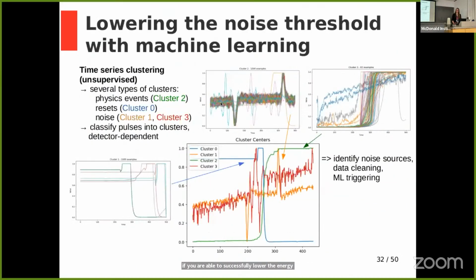What we are trying to do here is to apply machine learning. Unfortunately I cannot say too much about that, but a few details at least. What I'm trying to do is time series clustering. That's unsupervised learning, which means I don't have to put in any information on what I expect. It turns out that it already works very well. For this example, 4 clusters were found, and here you can see the average pulses from these clusters, the cluster centers.